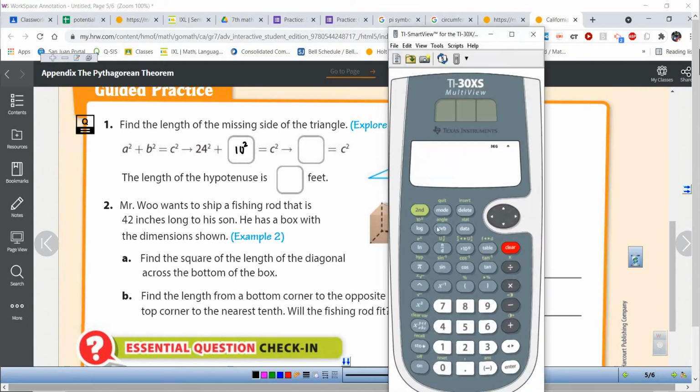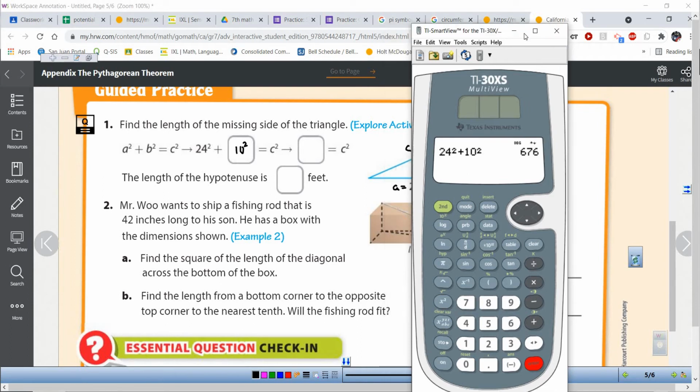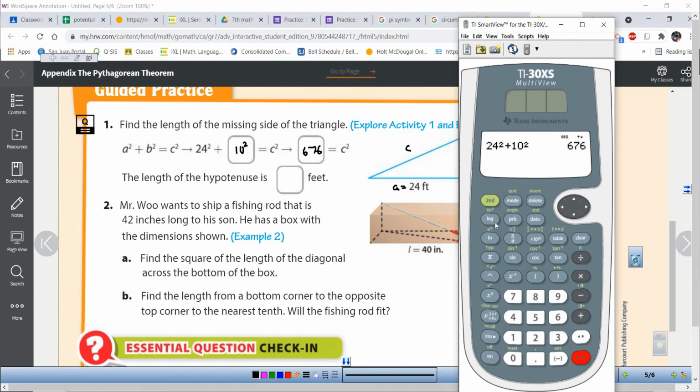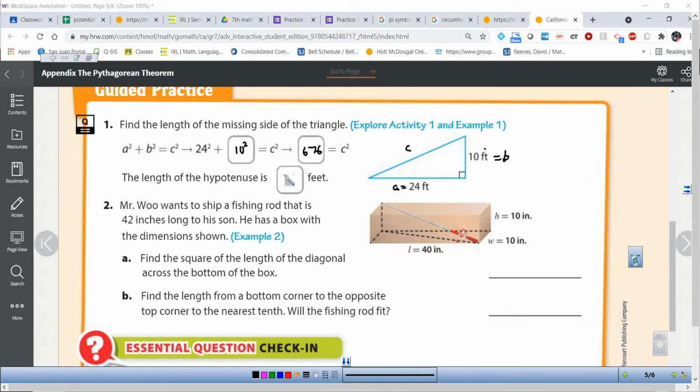So using my handy dandy calculator here, 24 squared plus 10 squared, I get 676. So right here I'm going to put 676, but we're not looking for C squared. We are looking for C. So I need to take the square root of that 676. And when I do that, I get 26. So the length of the hypotenuse is 26 feet.